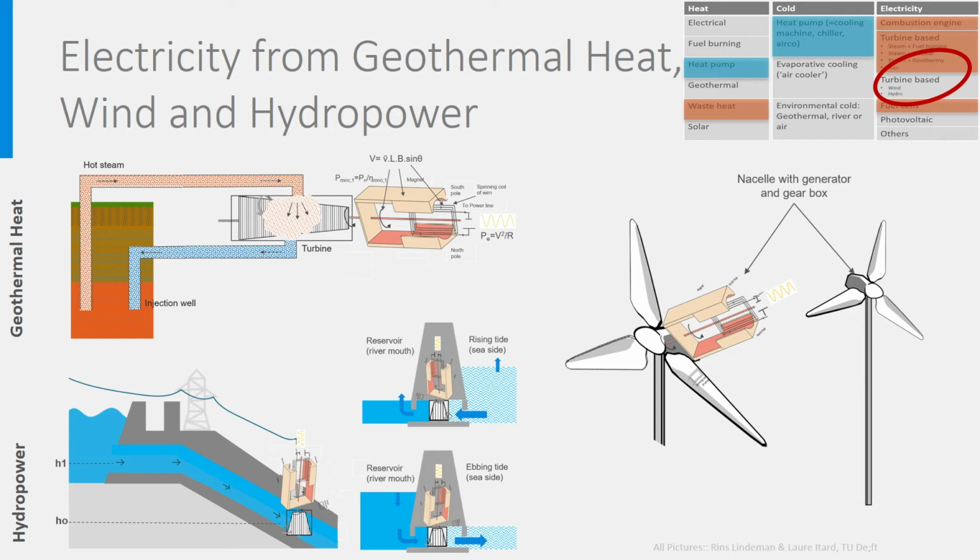Let's go further and look at electricity from wind energy, see on the right. Here too, again, AC electricity is produced in a generator, which is driven by a turbine. The generator is placed in the box behind the blades, the nacelle, together with a gearbox in order to increase the rotation velocity of the generator coil. The electricity produced goes through electrical wiring along the shaft to the grid.